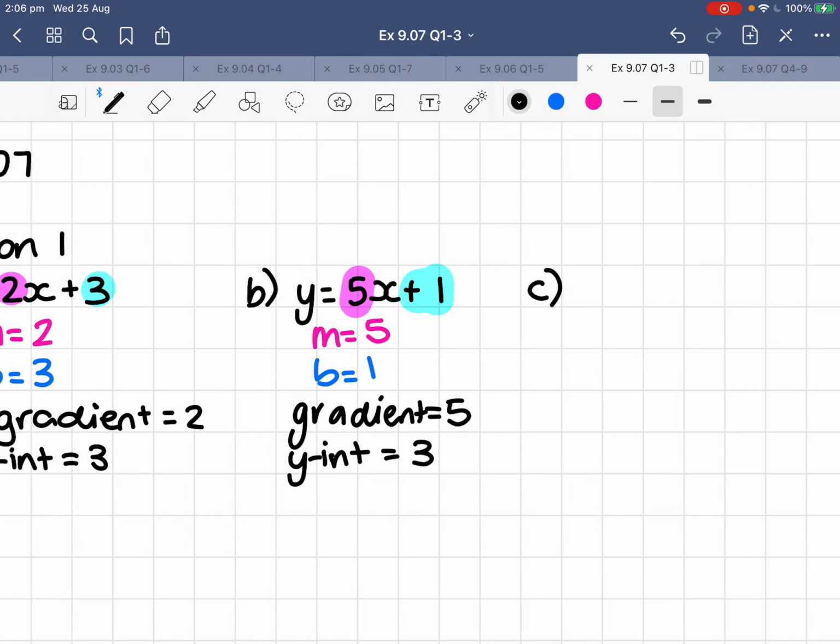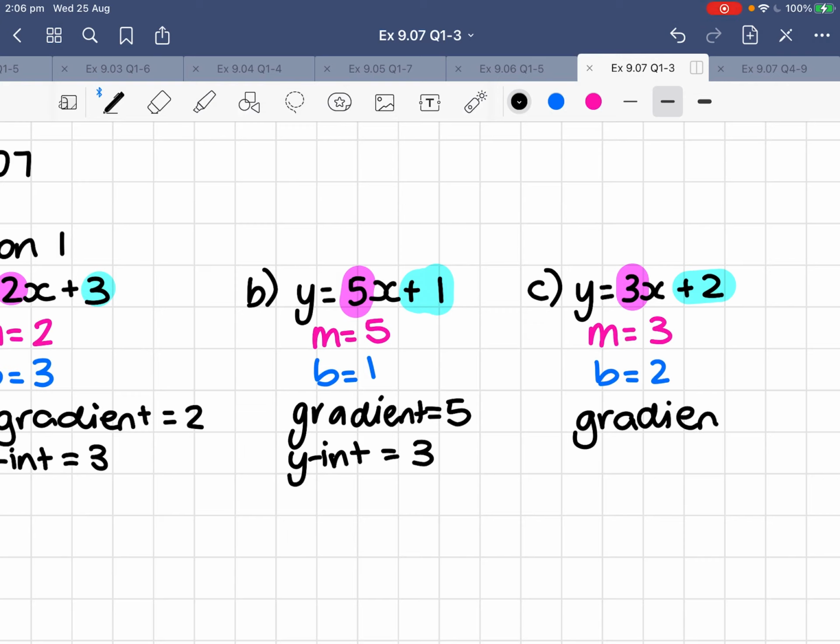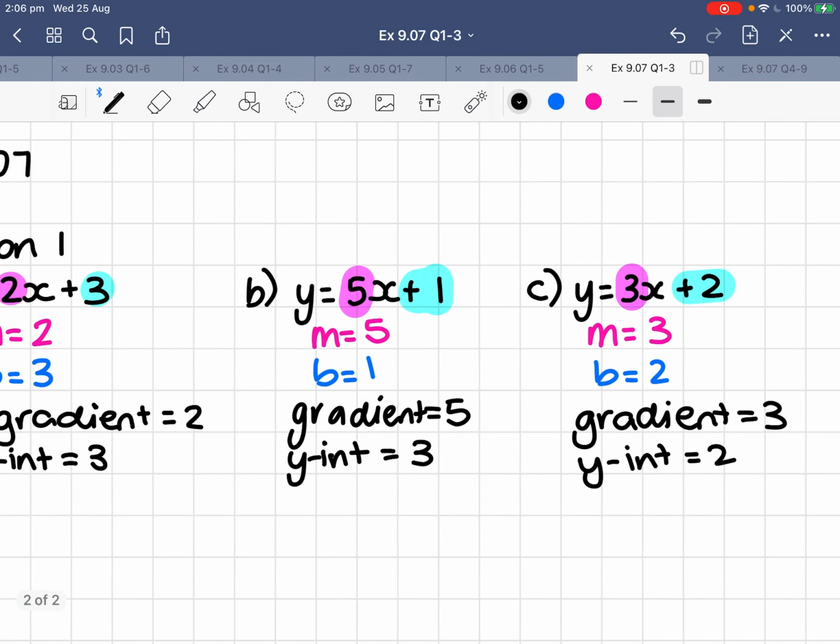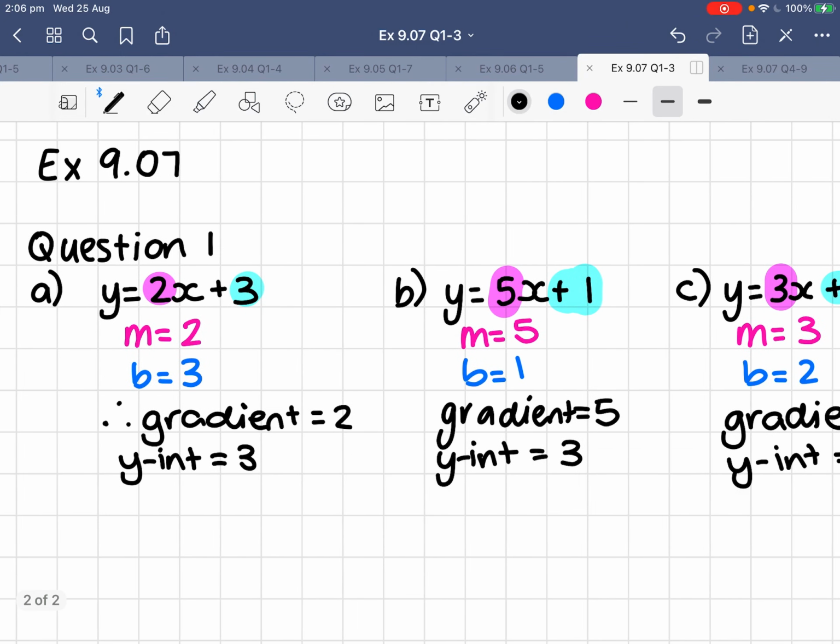I will do some more of these. So for c, we have y equals 3x plus 2. So our gradient is our value in front of x, which is 3, and our y-intercept is 2. So we have m equals 3, b equals 2. So our gradient is our m value of 3, and our y-intercept is our b value of 2.